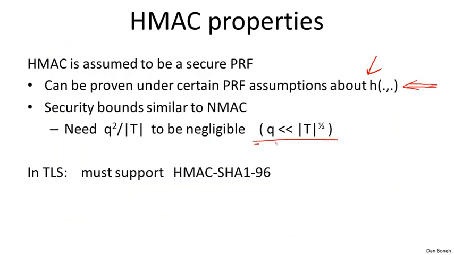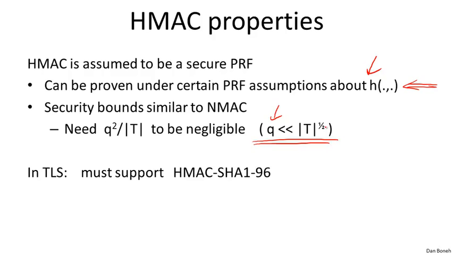In other words, you should not have to change the key as long as the number of messages you're MACing is smaller than the size of the output tag to the 1/2. But for HMAC SHA-256, the output space is 2 to the 256. The square root of that would put us at 2 to the 128, which means that basically you can use HMAC SHA-256 for as many outputs as you want, and you'll always maintain security.